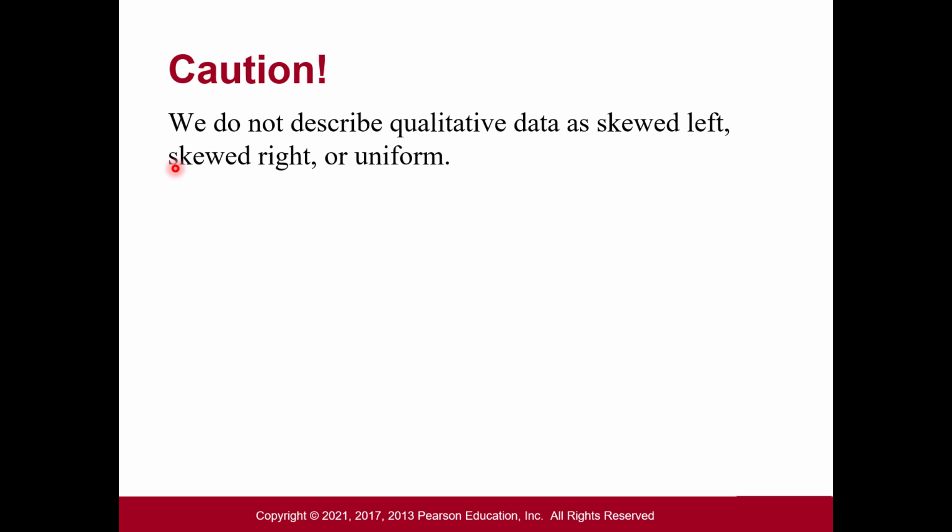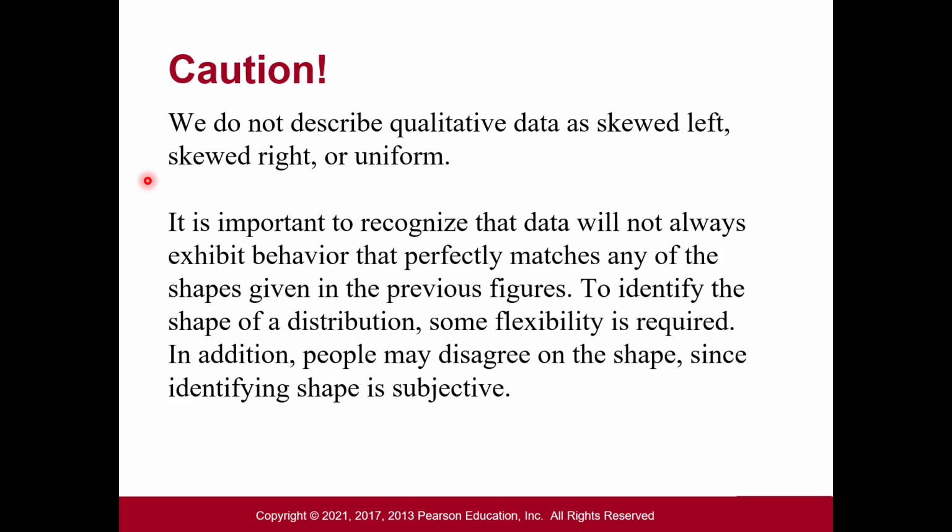Now, just a caution, we don't describe qualitative data as skewed left, right, or uniform. This is just for quantitative data. And it's important to recognize that data will not always exhibit the behavior that perfectly matches any of these shapes. So sometimes none of them can be used to describe our data. To identify the shape of a distribution, sometimes flexibility is required, and sometimes people can disagree about what the shape is.